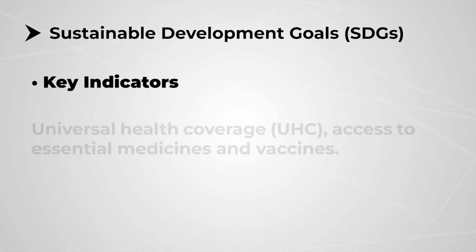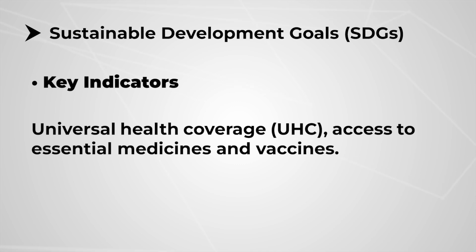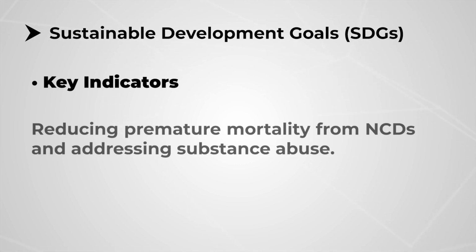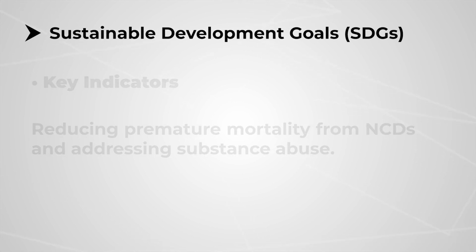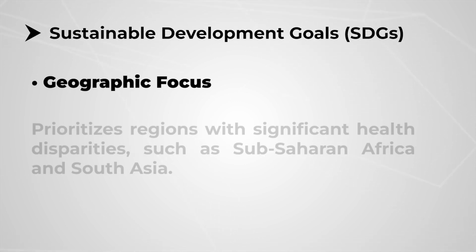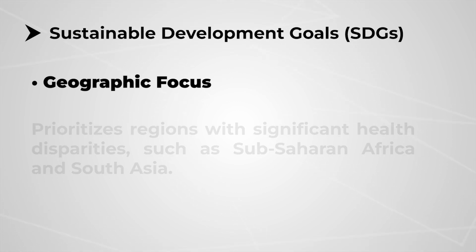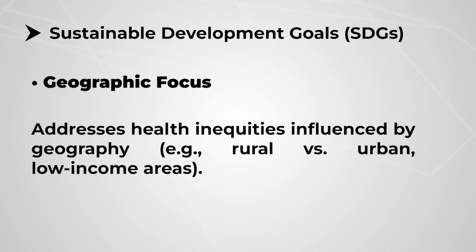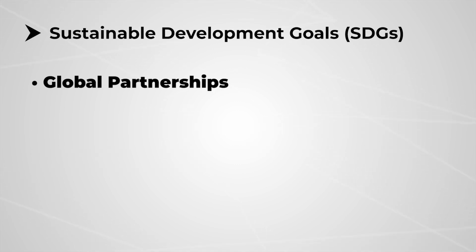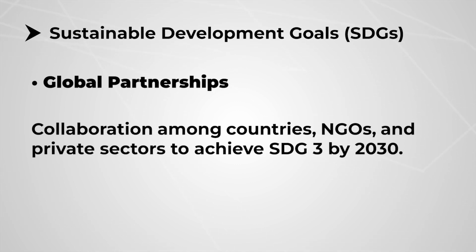So, key indicators like universal health coverage, access to essential medicines and vaccinations, reducing premature mortality from non-communicable diseases and addressing substance abuse. For example, the geographical focus now prioritizes regions with significant health disparities such as Sub-Saharan Africa and South Asia. So, it addresses health inequalities influenced by geography, for example rural and urban, low income and high income. Then global partnership, like collaborations among countries, NGOs and private sectors to achieve Sustainable Development Goal 3.